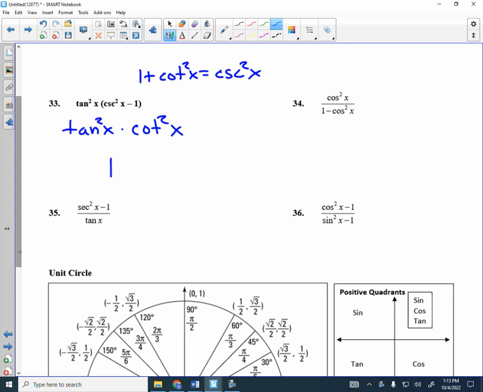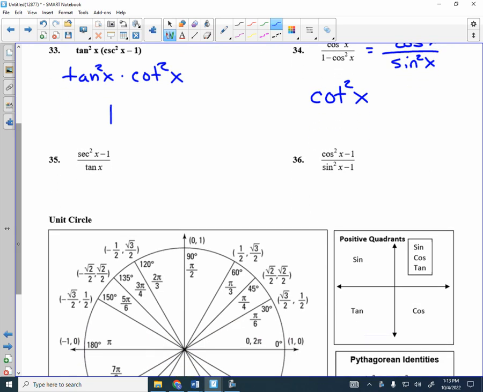What do you want to do for 34? Good. Sine squared on the bottom. So what's cosine squared over sine squared? Cotangent squared. Good. What's secant squared minus 1? Tangent squared over tangent, which is going to give you tangent of x. You try 36 on your own.